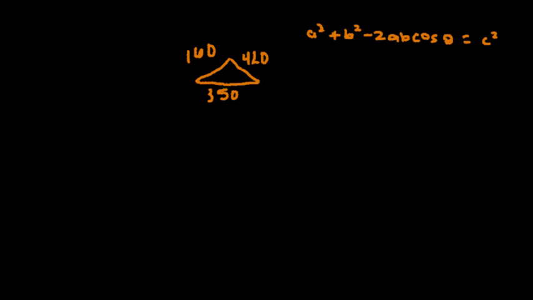And so we'll use the formula that I derived, which is a squared plus b squared minus c squared over 2ab equals cosine theta.